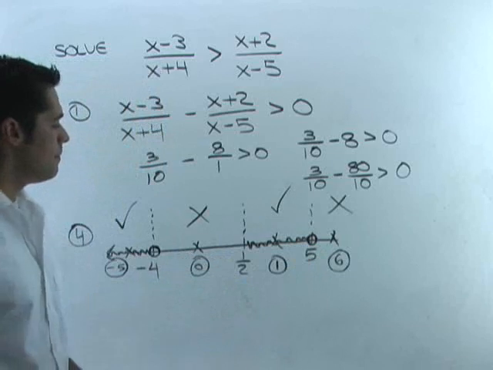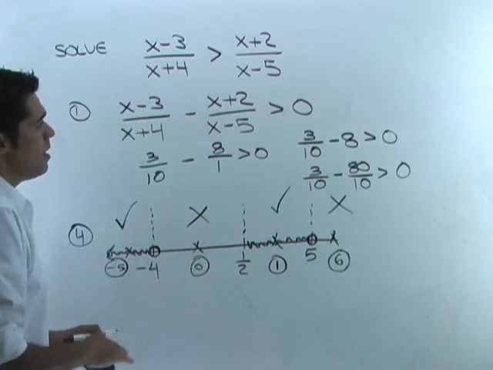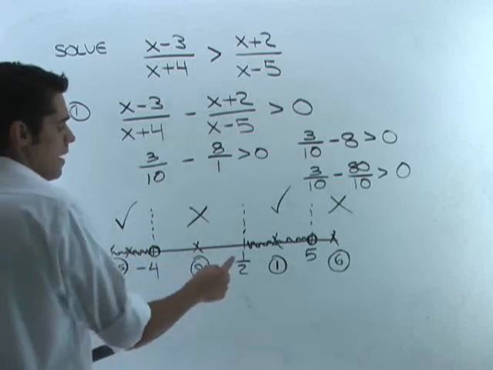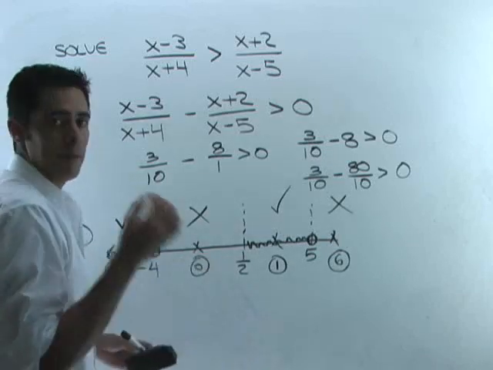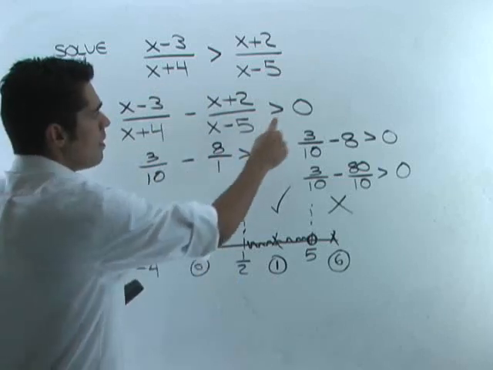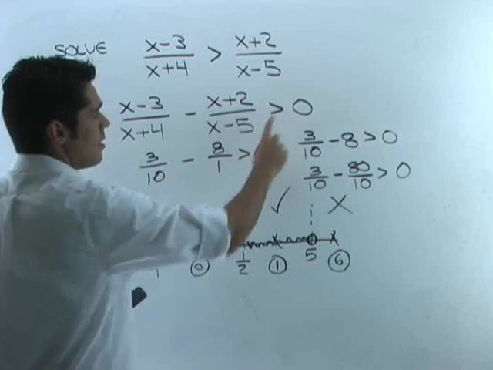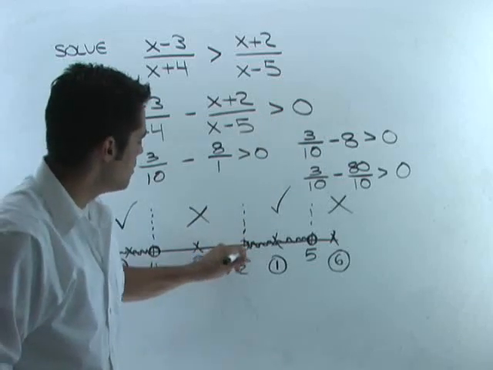Now, 1/2, remember we got that when we set it equal to 0 originally? When we set it equal to 0 and solved, we found that 1/2 was our only solution. But see, 1/2 makes this thing equal 0. And we don't want it to be equal 0, we want it to be greater than 0. So because there's not a line here, we will not include this point.